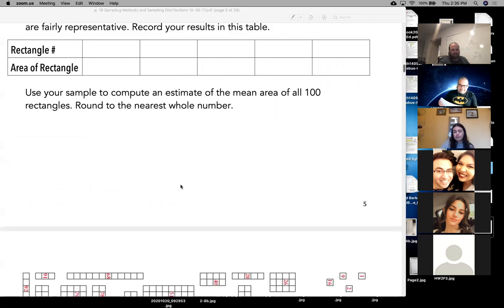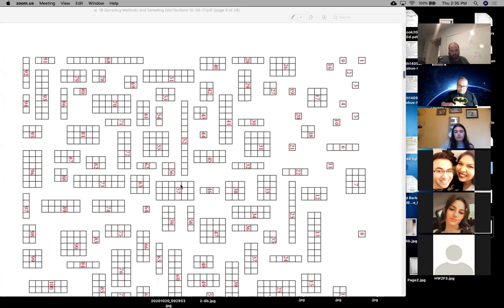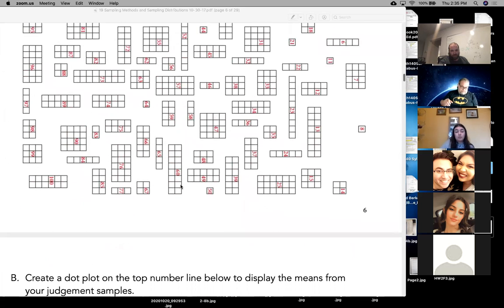So we're gonna skip this class activity just because we're not in the class, although it looks really cool. I have no idea what that is, but that looks cool.